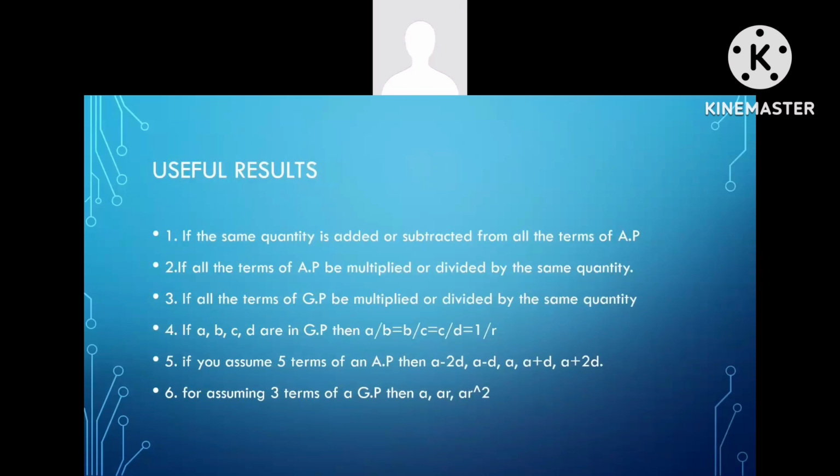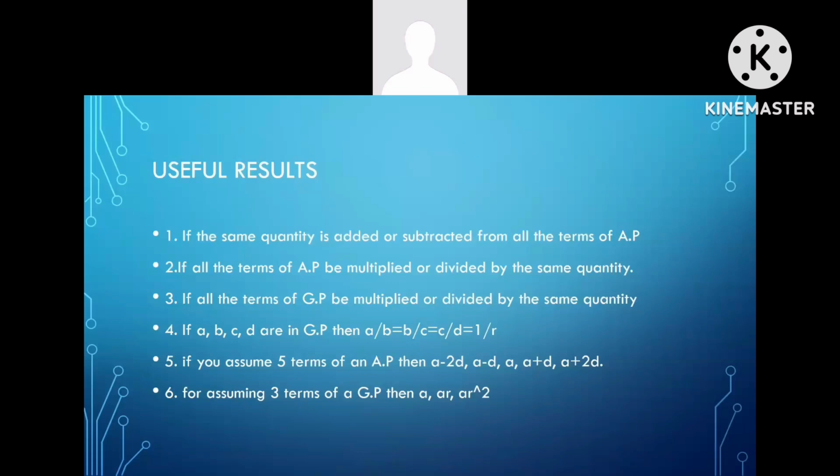Now let us discuss some useful results. First, if the same quantity is added to or subtracted from all terms of an AP, the resulting terms will form an AP but with the same common difference as before. Second, if all the terms of an AP are multiplied or divided by the same quantity, the resulting terms will form an AP but with a new common difference, which will be the multiplication or division of the old common difference. Third, if all the terms of a GP are multiplied or divided by the same quantity, the resulting terms will form a GP with the same common ratio as before.